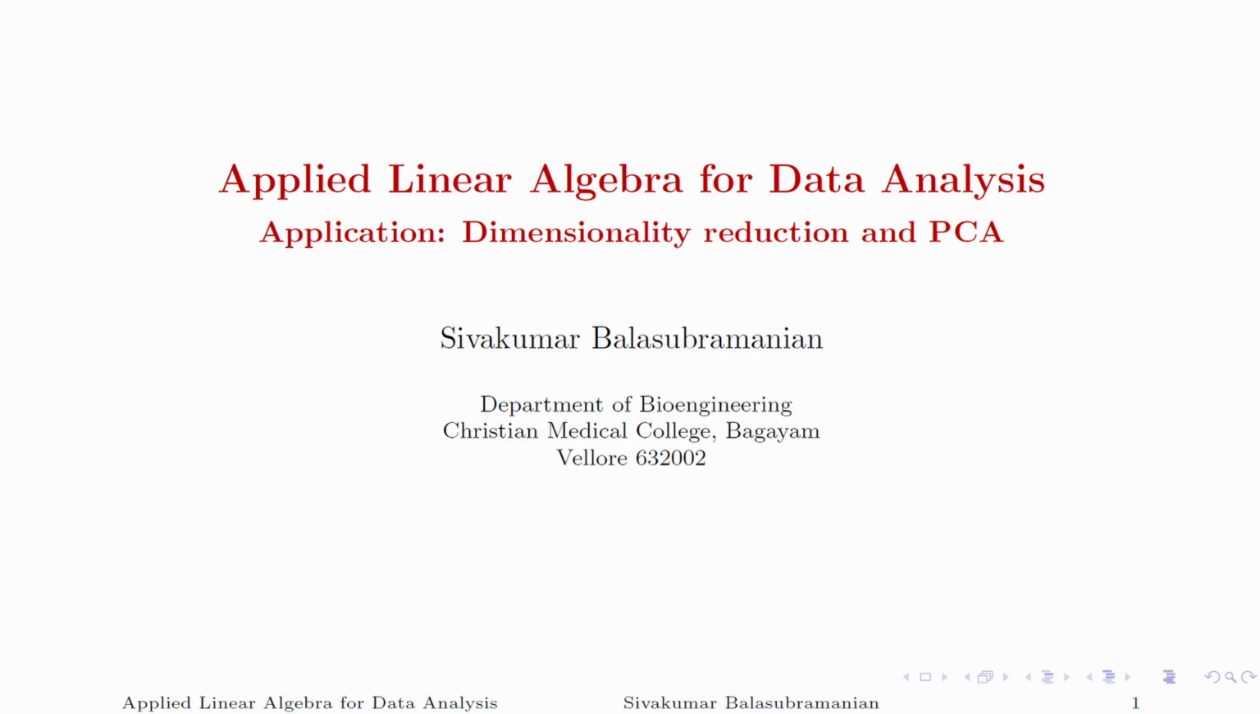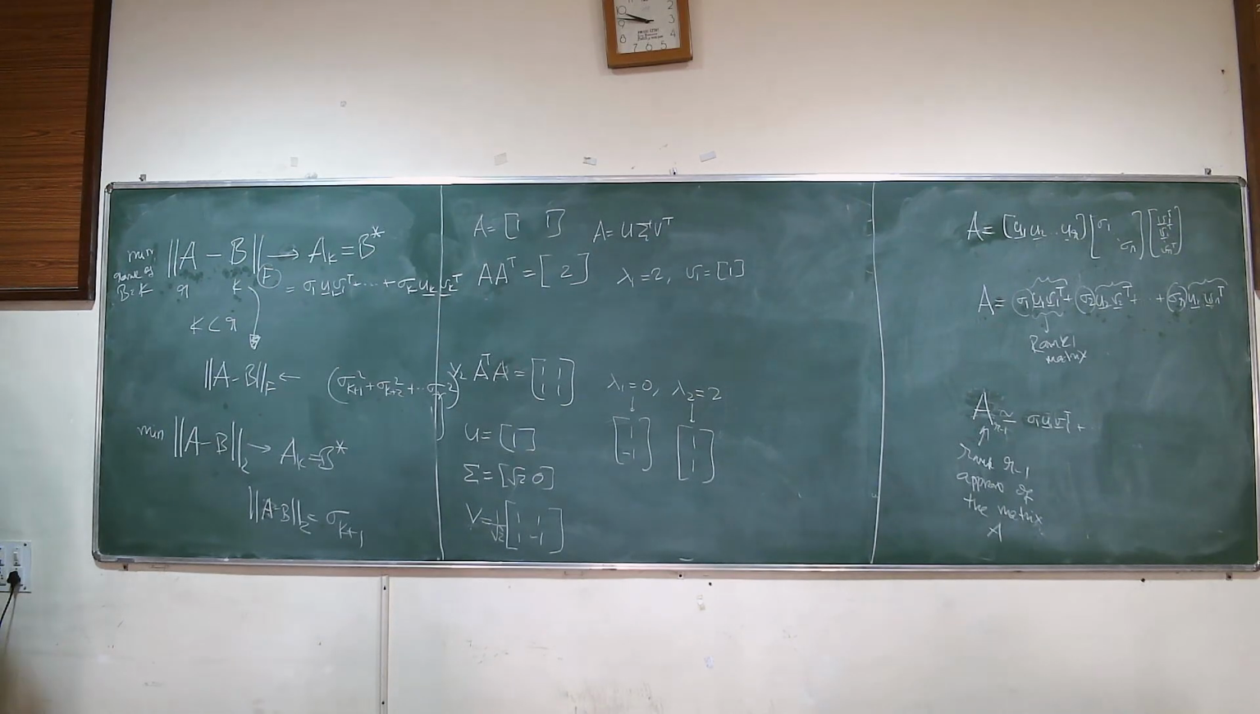See, the place where SVD becomes useful is in applications where you're looking at some sort of dimensional reduction, or you're looking for a lower dimensional representation of data.